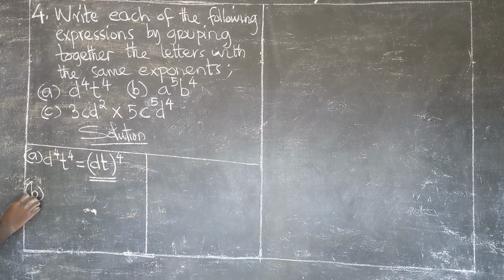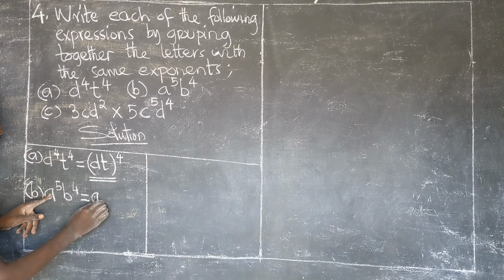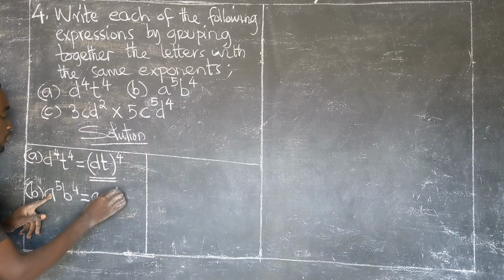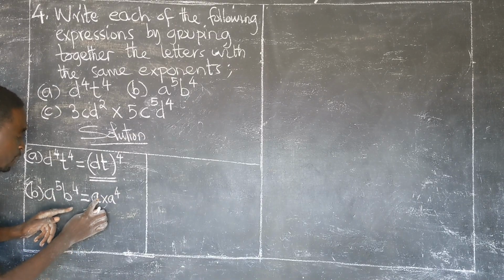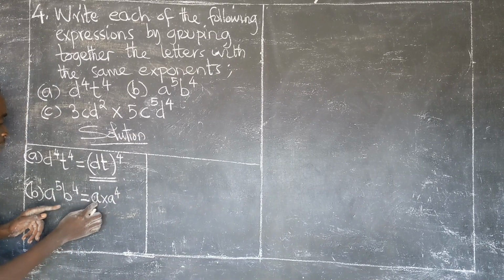For B, we are given a raised to 5 times b raised to 4. This is equal to, we write it this way. Let's reduce this 5 into 4, where we are going to have a times a raised to 4. So a raised to 4 times a is equal to a raised to 5, because here is 1.